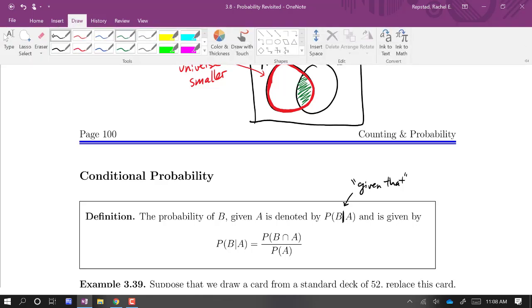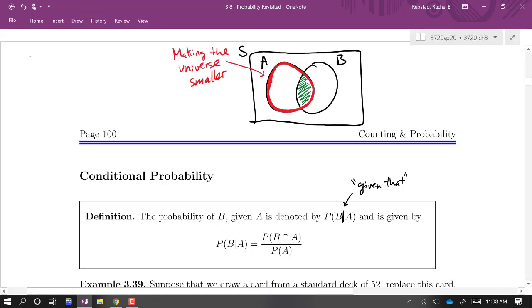As a quick example, suppose I'm working with a standard deck of playing cards with 52 cards. Let's say I just draw one card, and I want to know the probability that the card I draw is a diamond. Well, there are 13 diamonds in a deck out of 52 cards, and that's 1 out of 4.